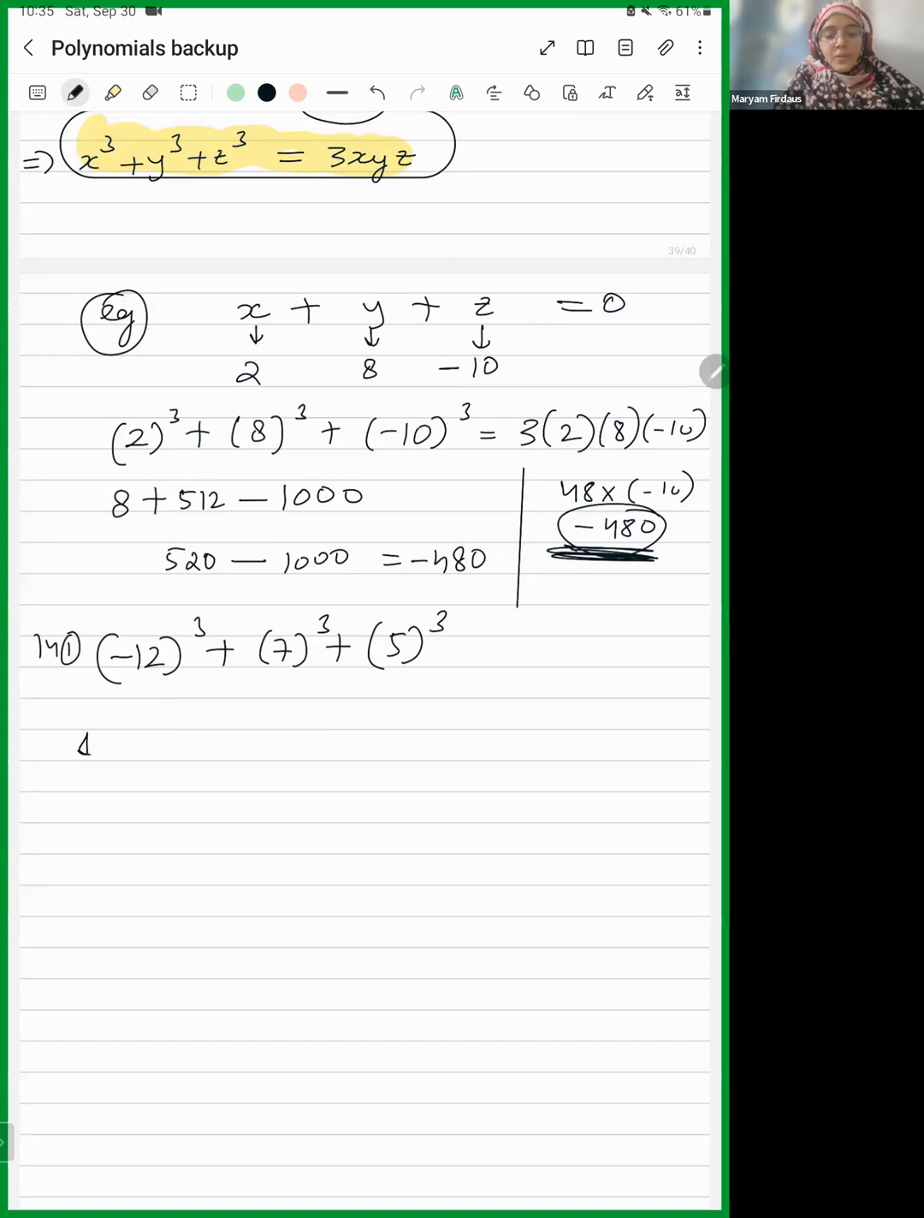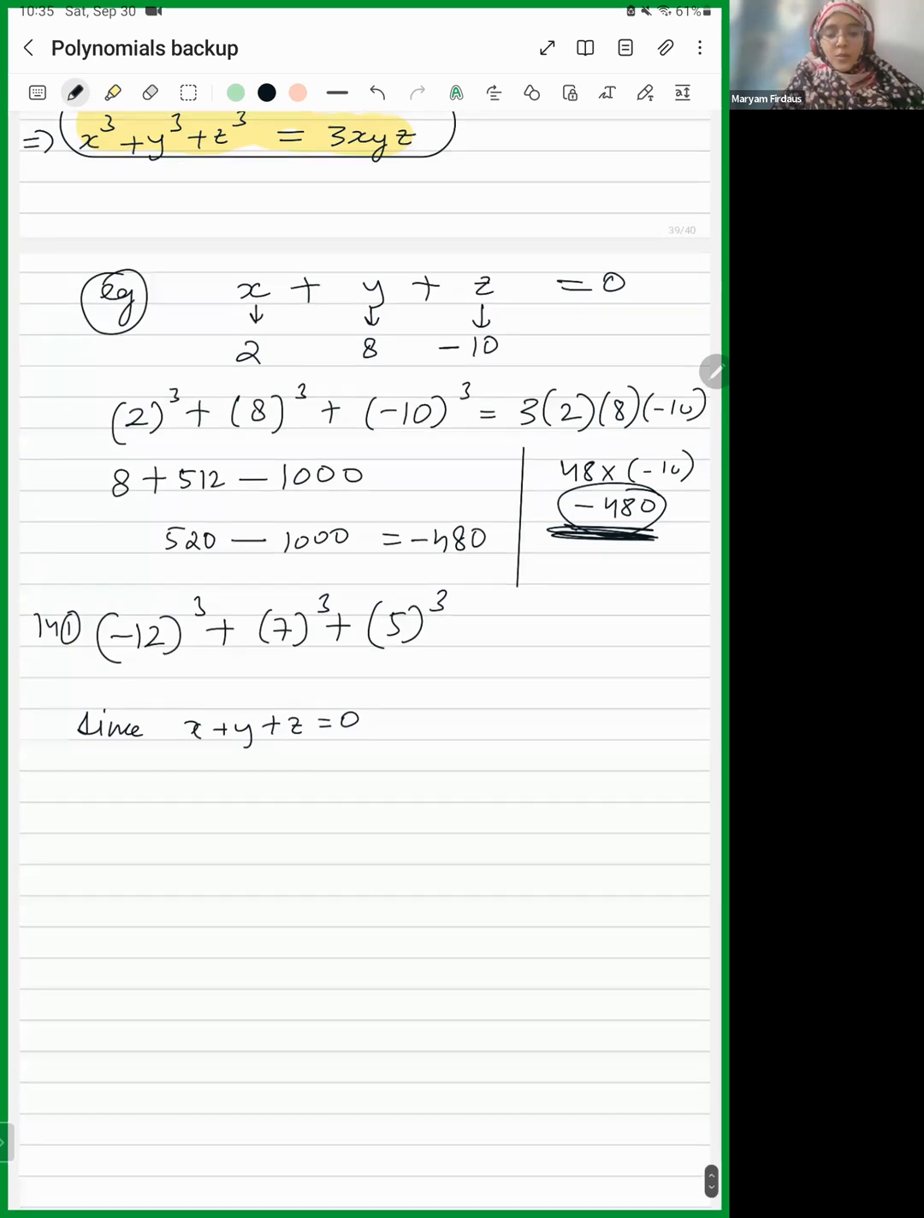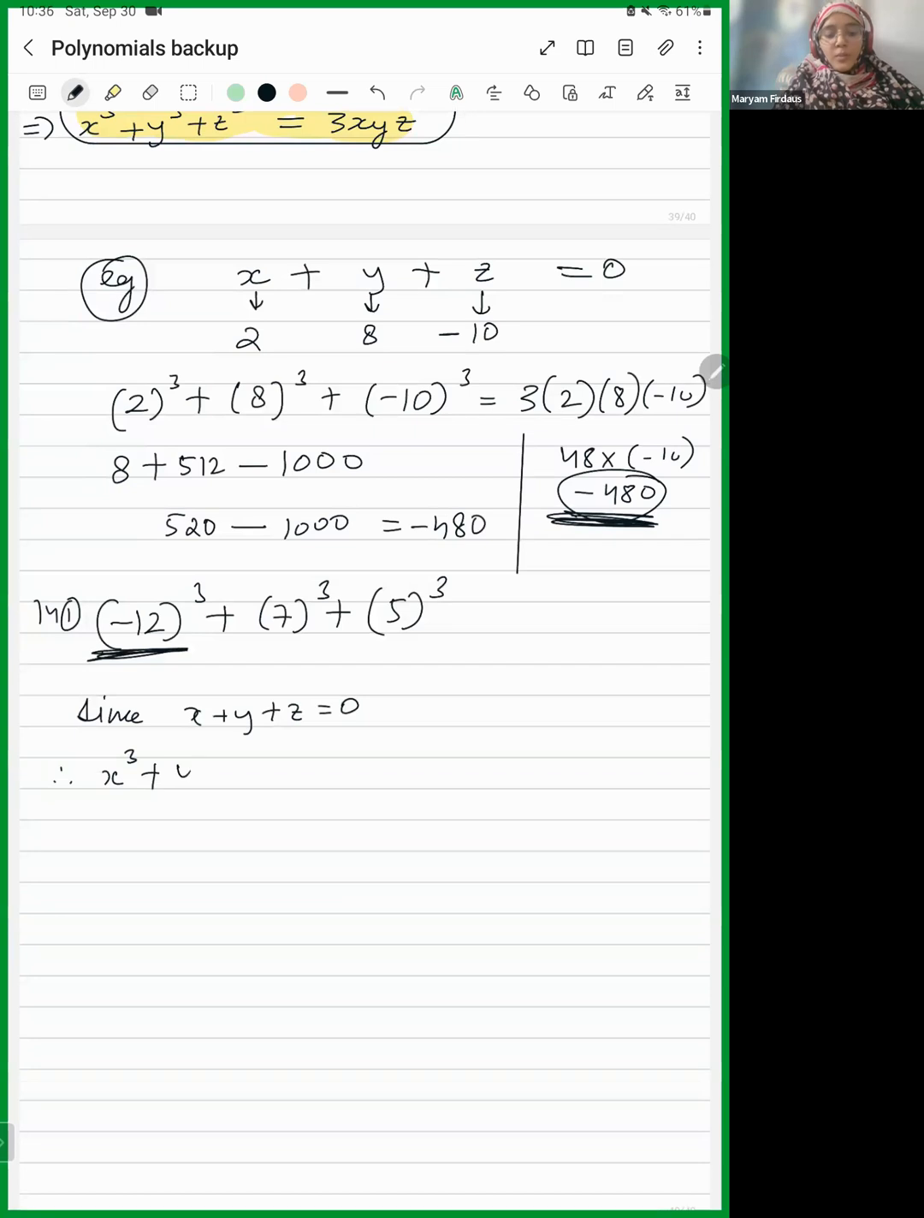Since x plus y plus z is 0, see, minus 12 plus 7 plus 5 is 0, right? Since x plus y plus z is 0, therefore x cube plus y cube plus z cube is going to be equal to 3 times x, y, z. So now what is xyz? 3 into minus 12 into 7 into 5. Find this out. What is this equal to? Who will tell me?